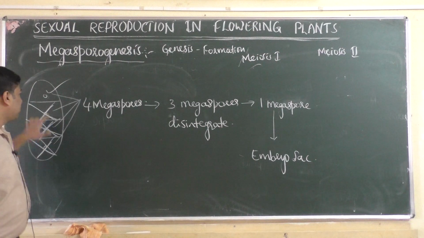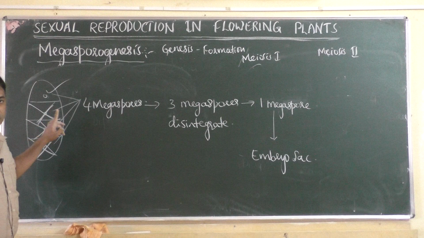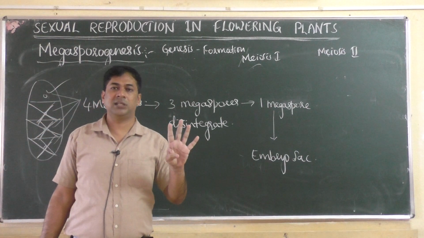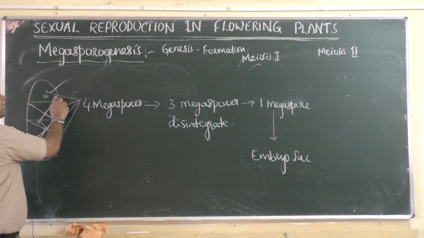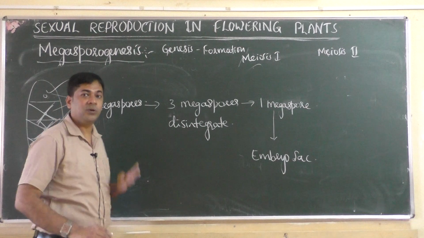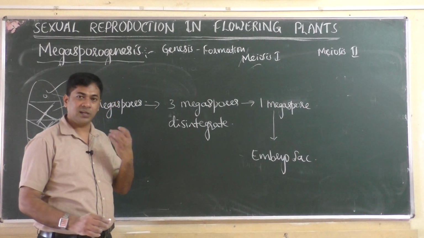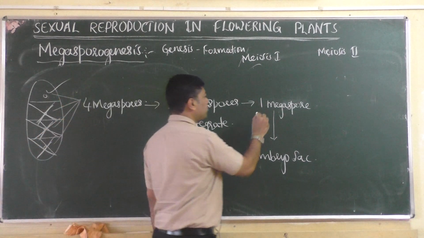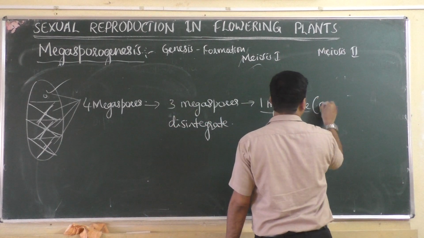Once again I repeat, 4 megaspores are produced by a single megaspore mother cell. 1 megaspore mother cell produces 4 megaspores by meiosis. Out of 4 megaspores, only 1 megaspore produces embryo sac. What about the remaining 3? Where will they go? They will get disintegrated, become smaller and smaller, and disappear. Only 1 megaspore remains. This 1 megaspore which produces embryo sac is called the functional megaspore.